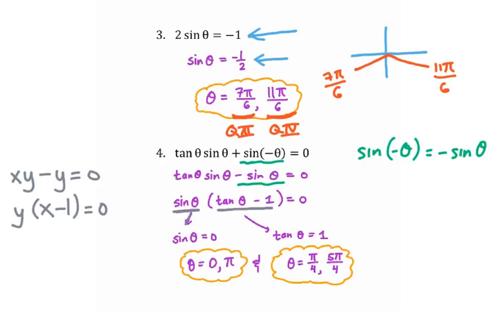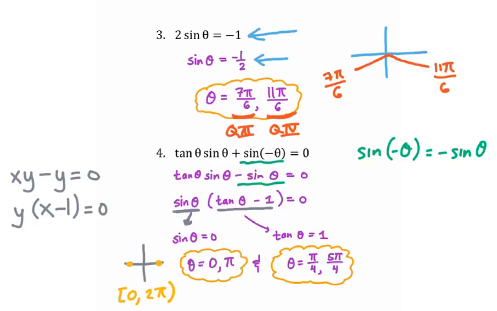Setting sine of theta equal to 0 asks me to look for 2 places really on the unit circle where the y value is 0. That will occur at 0 radians and again at pi radians. Because we're solving on the interval between 0 and 2 pi, where 0 is included and 2 pi is not, 0 and pi are the only solutions for this side of the equation.